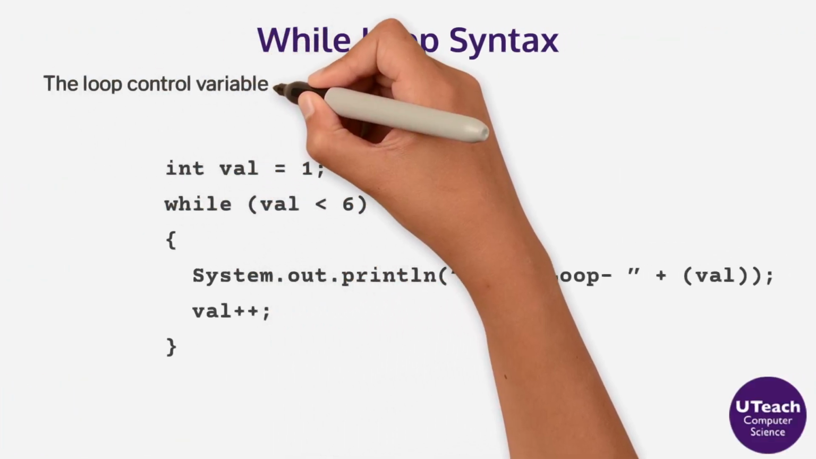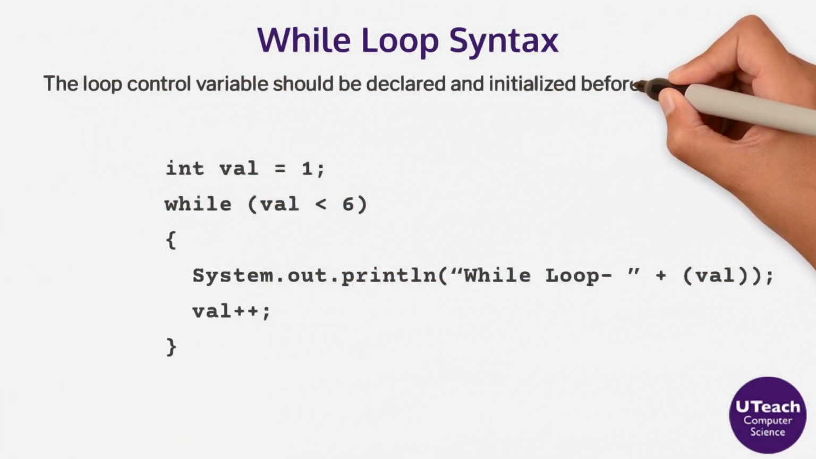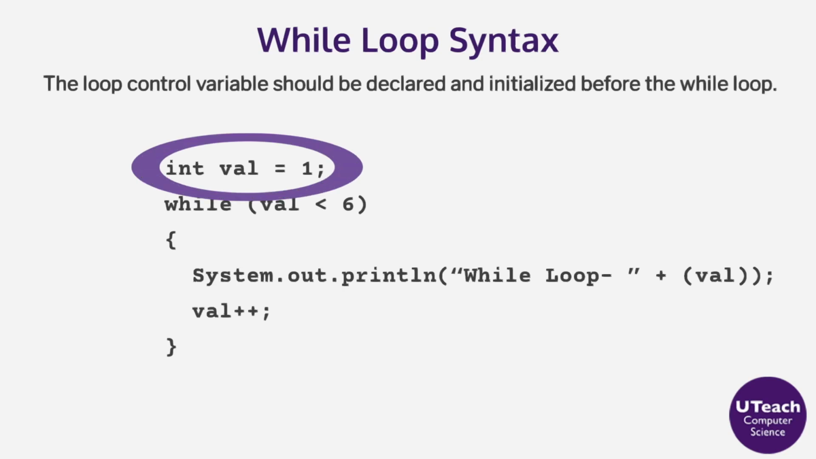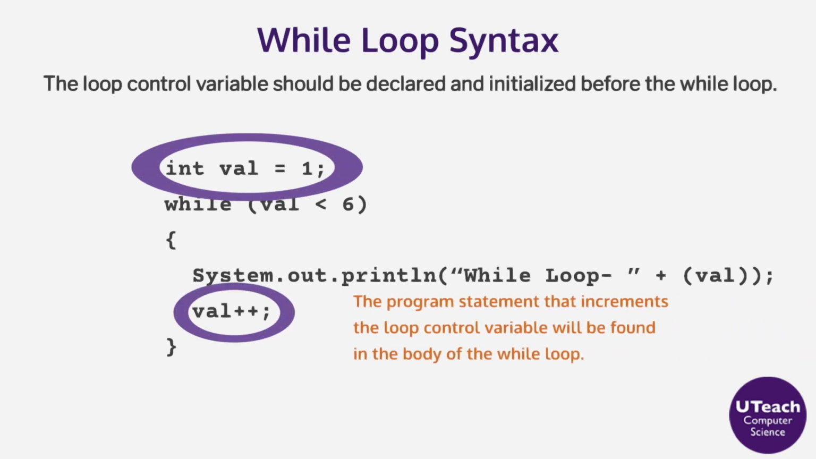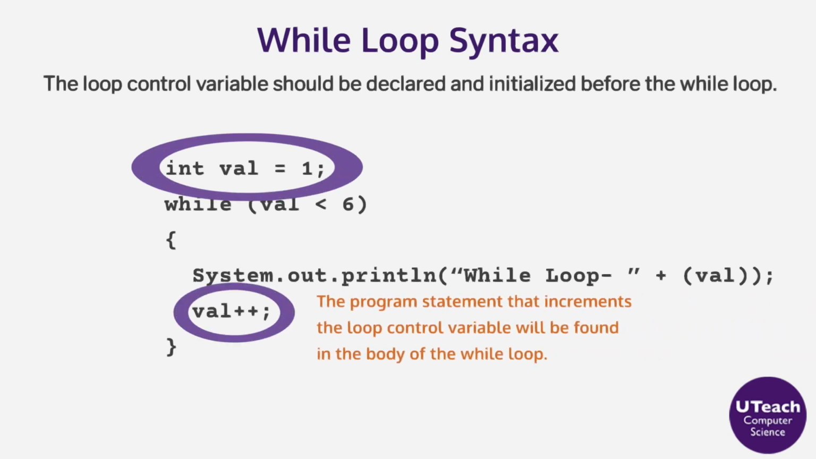The loop control variable should be declared and initialized before the while loop. The program statement that increments the loop control variable will be found in the body of a while loop. The incrementing of the variable is done automatically in the for loop, but not in the while loop.